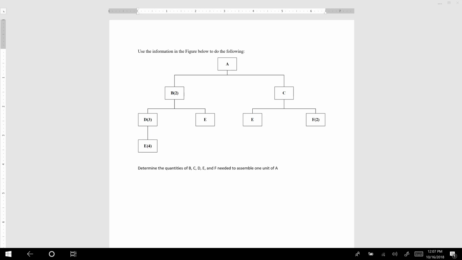Here is the question. Use the information in the figure below to do the following. Determine the quantities of B, C, D, E, and F needed to assemble one unit of A.